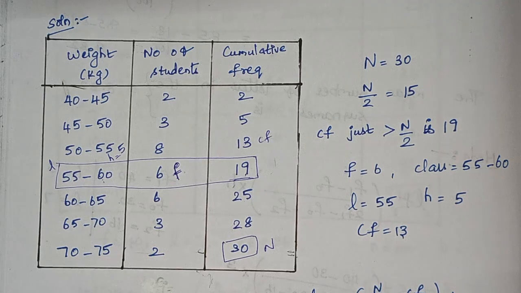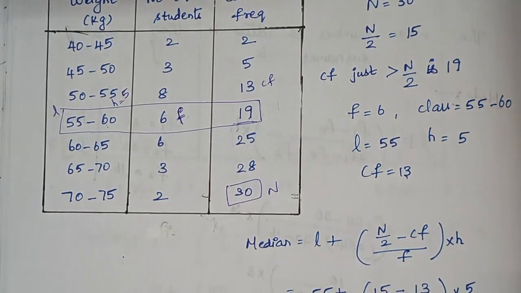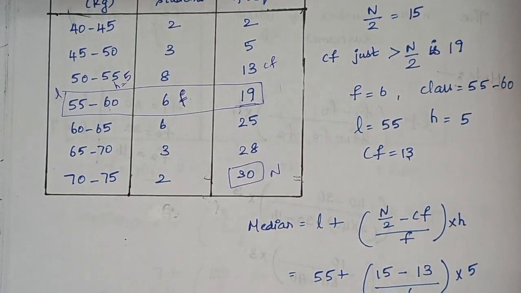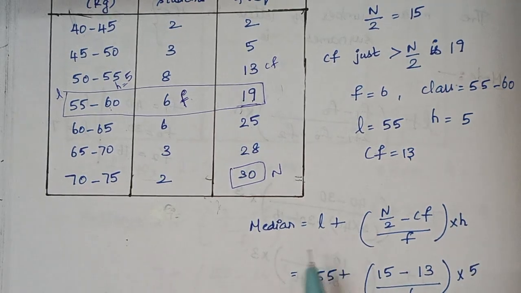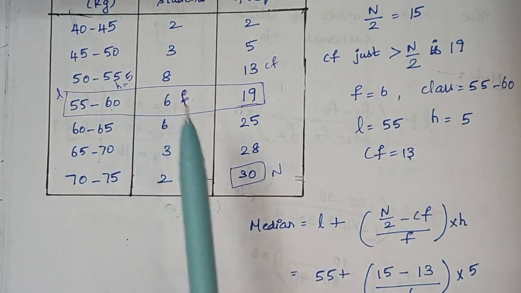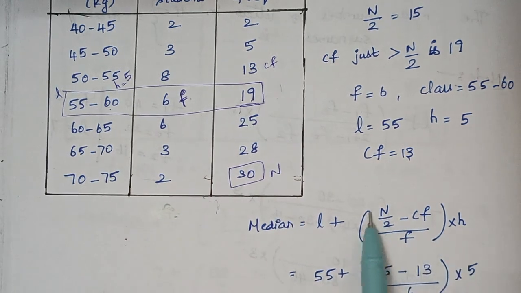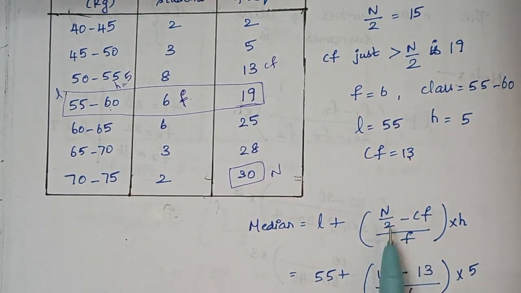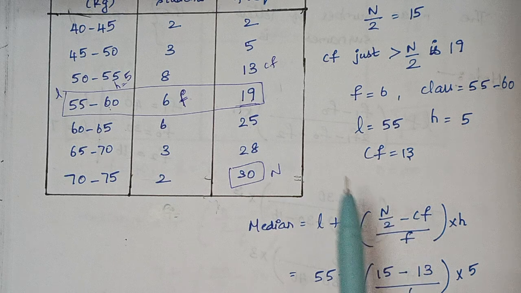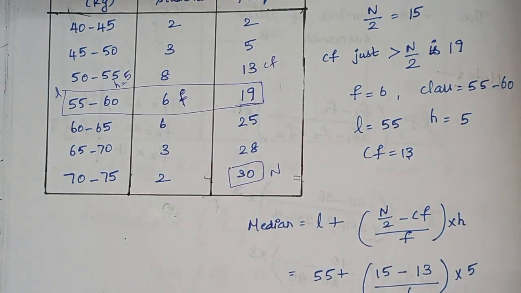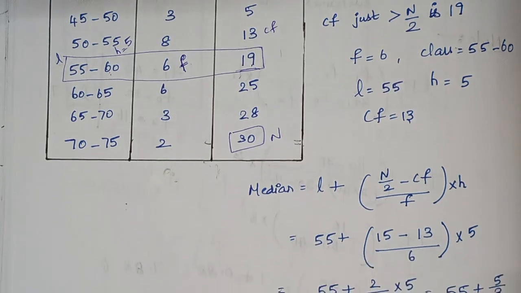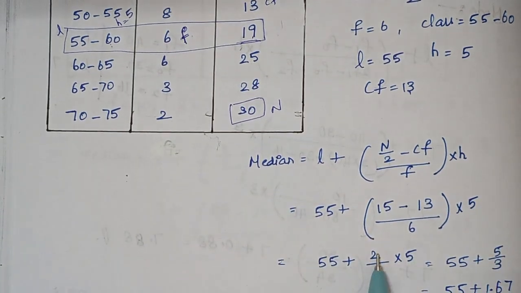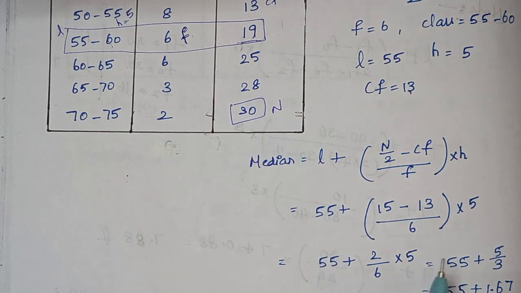So just substitute all these values in the formula. So here the value of median is L plus n by 2 minus Cf by F into H. So here the value of L is 55. The value of H is 5. So just substitute them. The value of n is 30. So n by 2 is 15 and the cumulative frequency value is 13 and the value of frequency is 6. So the next thing is we have to solve. So 15 minus 13 gives you 2. Okay, write the remaining parameters as such.